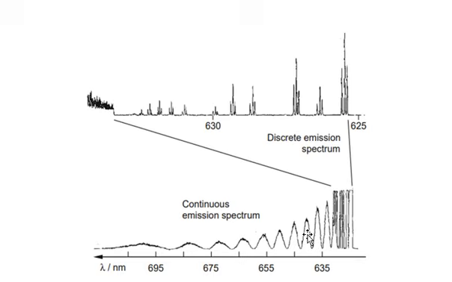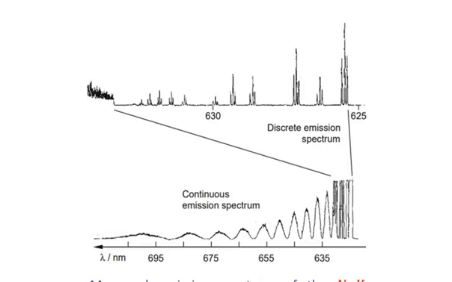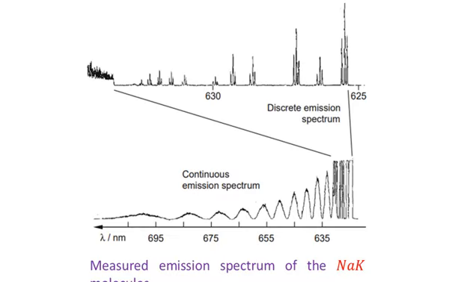Following this, you know that these are almost like the Airy patterns in the continuous region of the spectrum, extending up to 695 nanometers or up to 700 nanometers. And this is the emission spectrum of the NaK molecule. This spectrum has a discrete part as well as a continuous part, which I have explained over here.